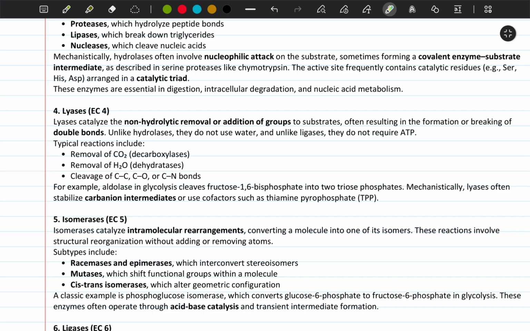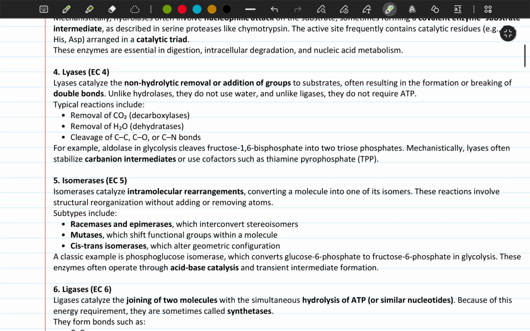Next is isomerases. Isomerases catalyze intramolecular rearrangement, converting some molecules into one of their isomers. These reactions involve structural reorganization without adding or removing atoms. So in this chemical formula, chemical structure, there is no change, no addition or removal of atoms. Just a little bit of structural reorganization is seen. Subtypes include racemases and epimerases, which interconvert stereoisomers, and mutases, which shift functional groups within a molecule.